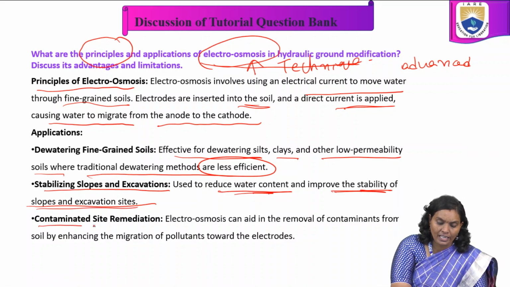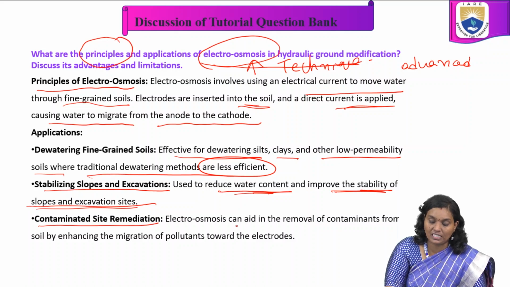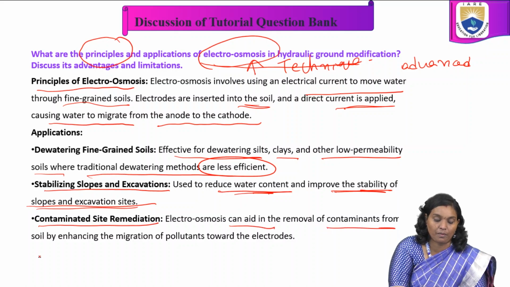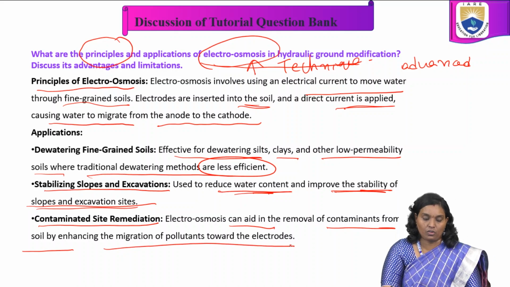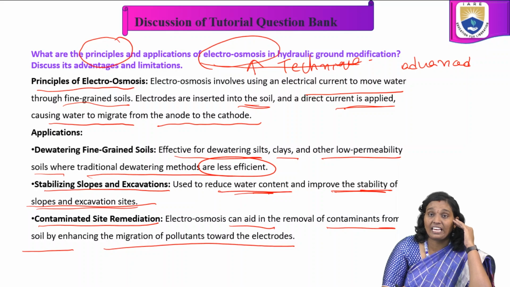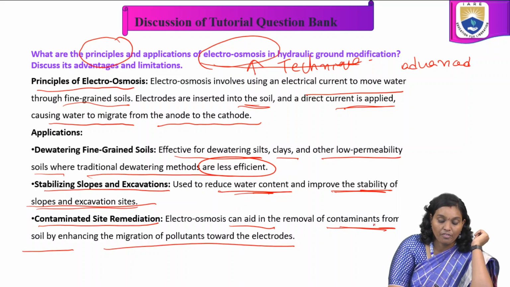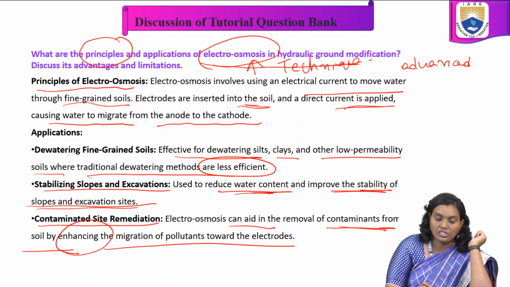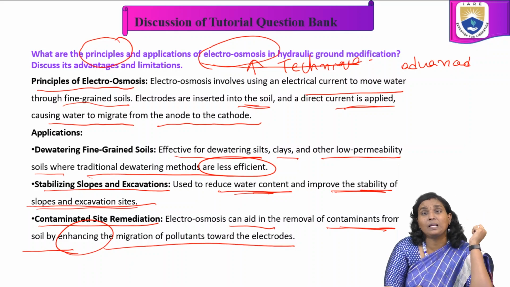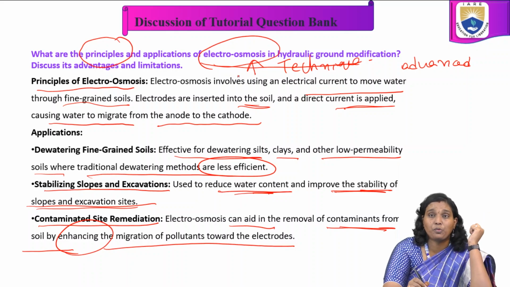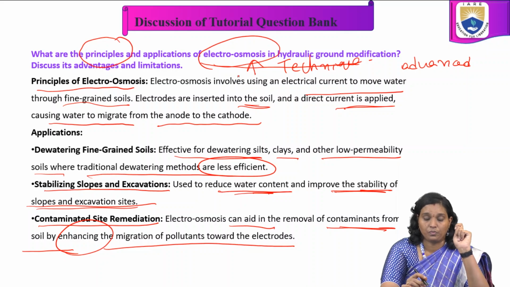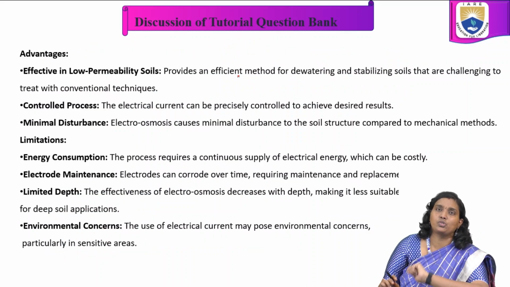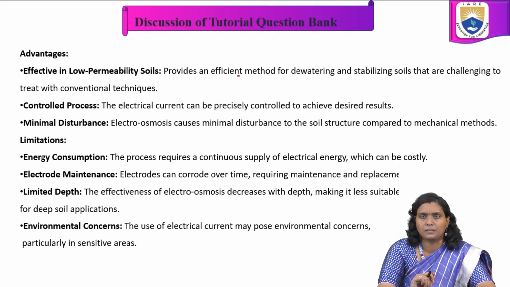sites. In contaminated site remediation, electroosmosis can aid the removal of contaminants from the soil by enhancing the migration of pollutants towards the electrodes. Based on this principle of electroosmosis, we are dewatering whenever traditional methods are less effective. So these are some of the applications for which we choose electroosmosis.